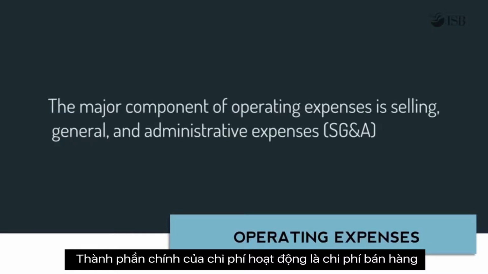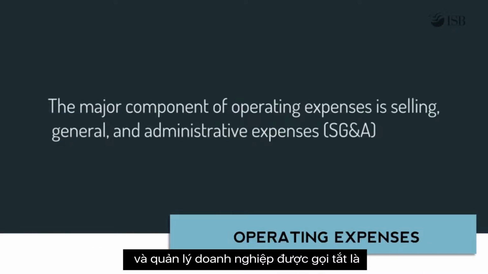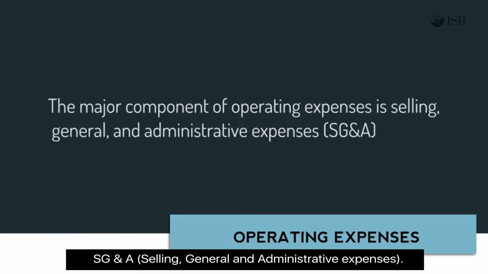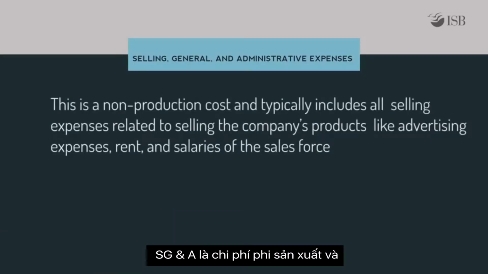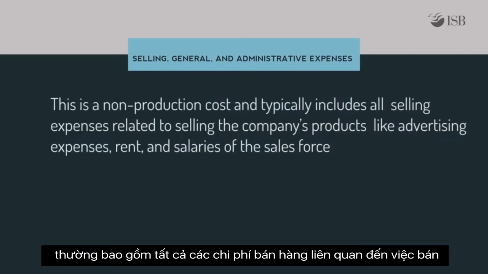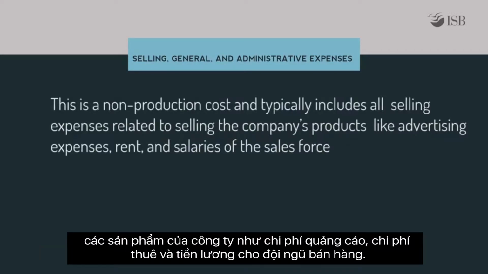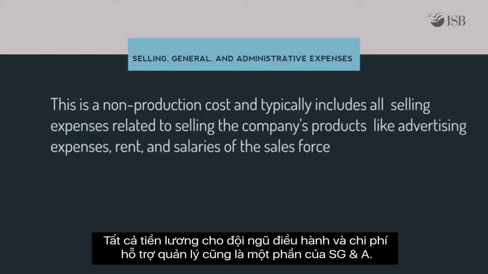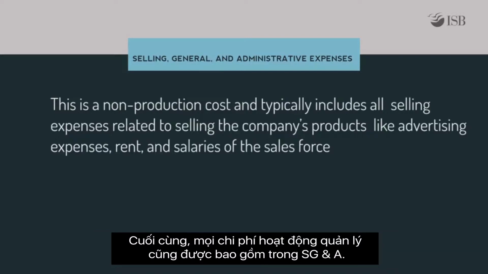The major component of operating expenses is selling, general and administrative expenses, referred to as SG&A. This is a non-production cost and typically includes all selling expenses related to selling the company's products like advertising expenses, rent, and salaries of the sales force. All executive salaries and costs of general support are also part of SG&A. Finally, any general operating expenses are also included in SG&A.